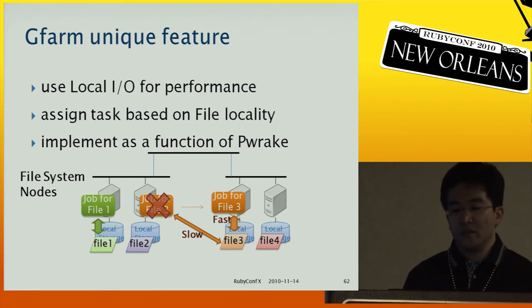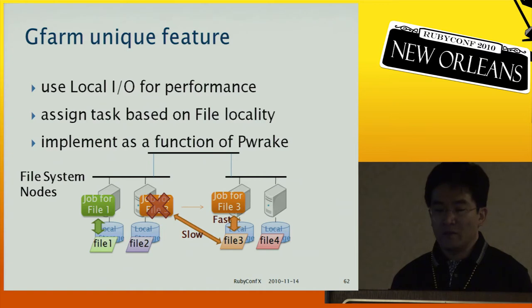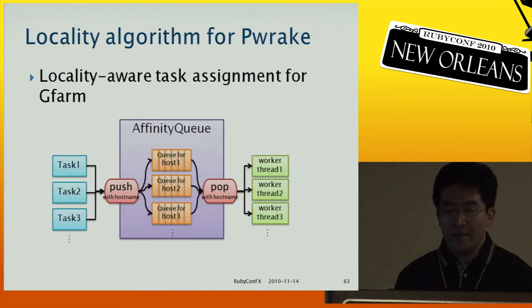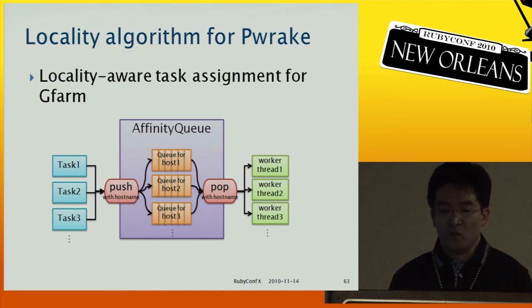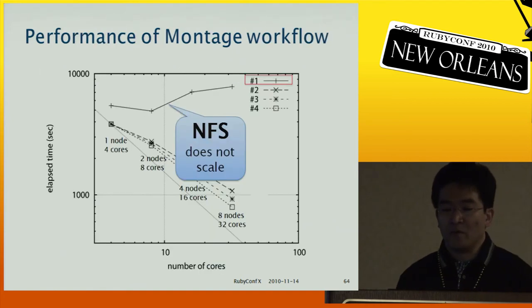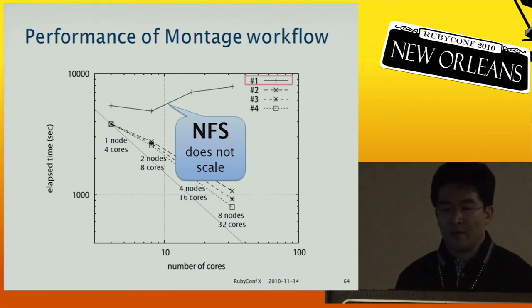Since Gfarm uses the local storage of each computer node, it has a unique feature that excellent I/O performance is achieved when it uses local I/O. In order to use local I/O, the process must be assigned to the computer node where the accessed file exists. Now, this task assignment is the role of the workflow system, so I implemented the function of locality-aware task assignment in Pwrake. This figure shows the diagram of locality-aware task assignment for Pwrake. The point here is that there are subqueues corresponding to the accessing host.